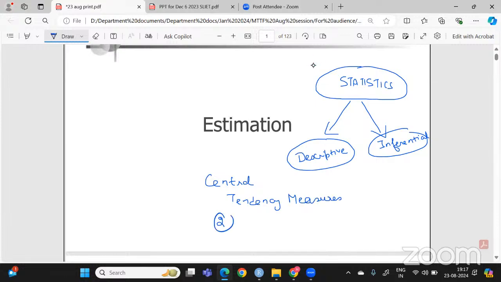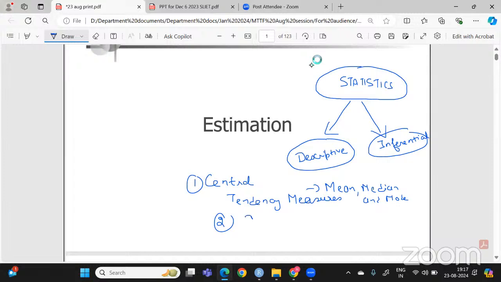In which we consider some of the most commonly used measures like mean, median, and mode. I'm assuming you are aware about this, because that is not my talk today. I am not going to cover these topics today. I want to put more emphasis on the inferential part.